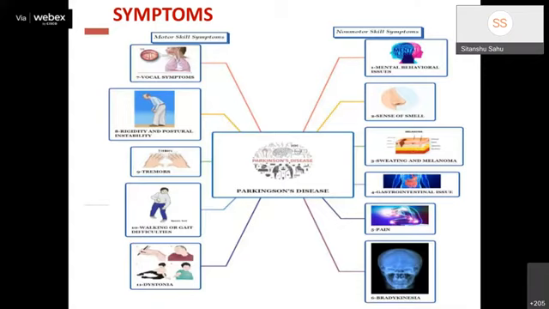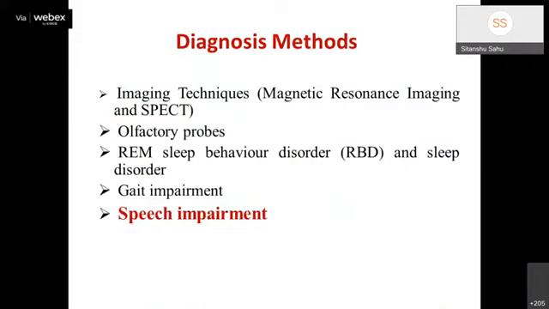So what are the different diagnostic methods available nowadays for Parkinson disease identification? They are the imaging techniques like magnetic resonance imaging (MRI) and SPECT imaging, which are very costly, and an expert has to be there to examine whether someone is going toward Parkinson disease or not. Then olfactory probes for loss of smell, and rapid eye movement disorder, where sleep disorders also happen. Some tests are performed to confirm whether someone has Parkinson's disease or not.